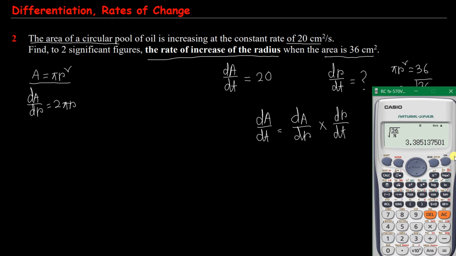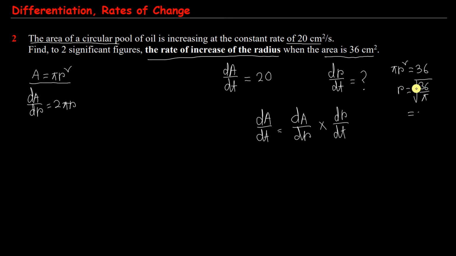It is better to write more digits to get a more accurate answer in the answer part. So we are going to use here 3.385 for the radius. This is the radius. Now all the values we are going to put here, which is dA by dt is given as 20, and another expression dA by dr, which is 2 pi r, 2 pi and its radius is 3.385, and we are going to find dr by dt.